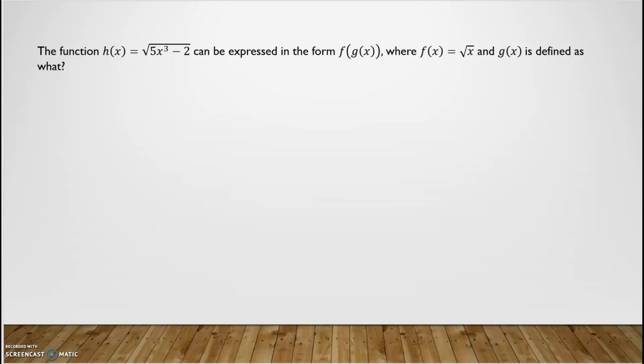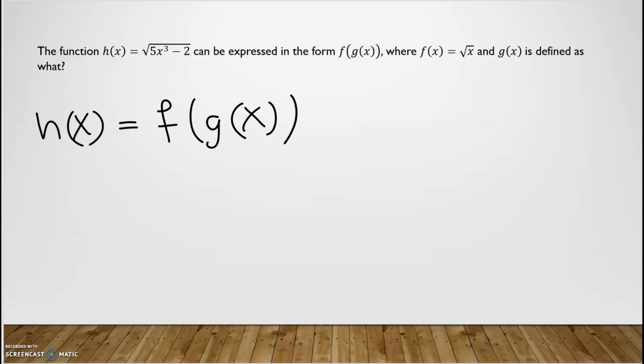Okay, now let's look at this one. The function h of x is equal to the square root of 5x cubed minus 2, and that can be expressed in the form f of g of x, where f of x is the square root of x, and g of x is defined as what? So they're saying that h of x can really be defined as a function within another function. And they say that f of x is the square root function, which means g, the function g, is put into f.